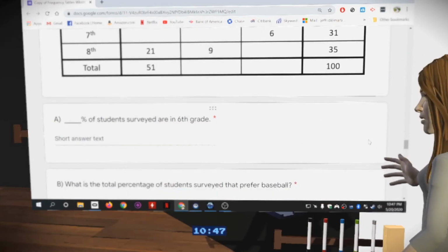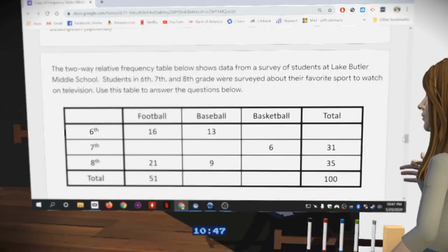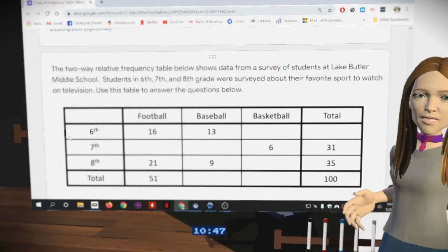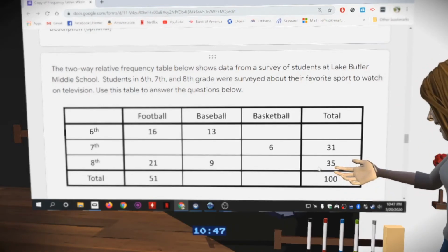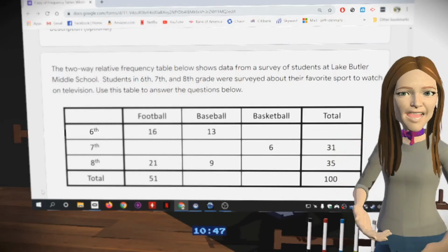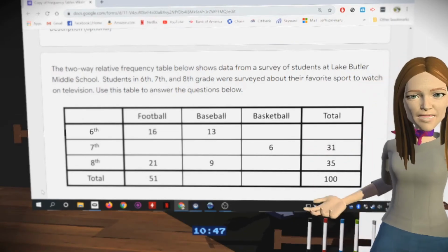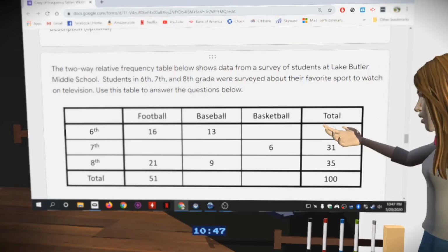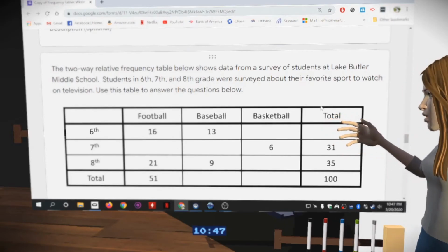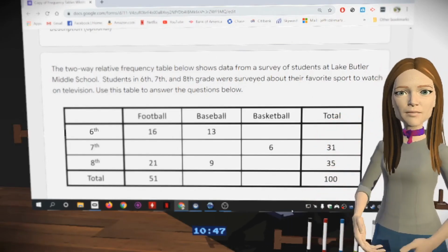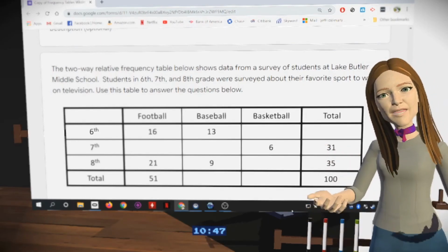So let's look at the first one. The percentage of students surveyed are in 6th grade. Okay, so we want the total from 6th grade. So here you have 100, 35 8th graders, 31 7th. So how many 6th graders? You're going to have to subtract. So this is nice and easy because the total is 100. So if your final answer, just going to make this up here, is 40, which it's not, okay? So if there are 40 6th graders out of 100, then that percentage would be 40 divided by 100, which is 0.40, which is 40%.